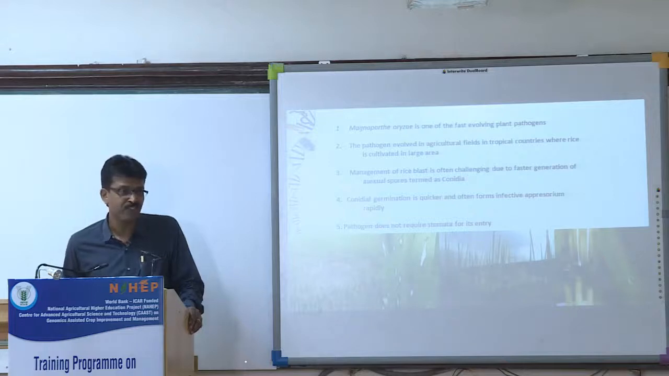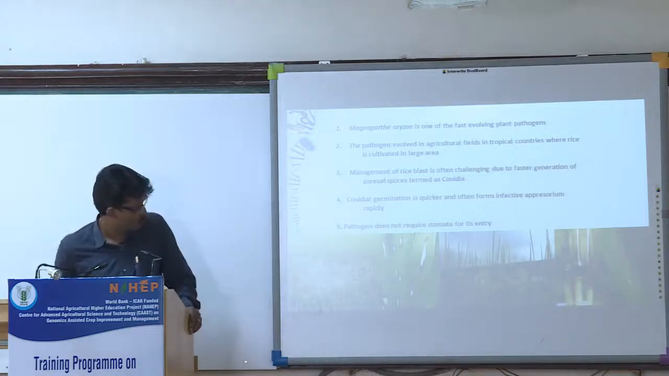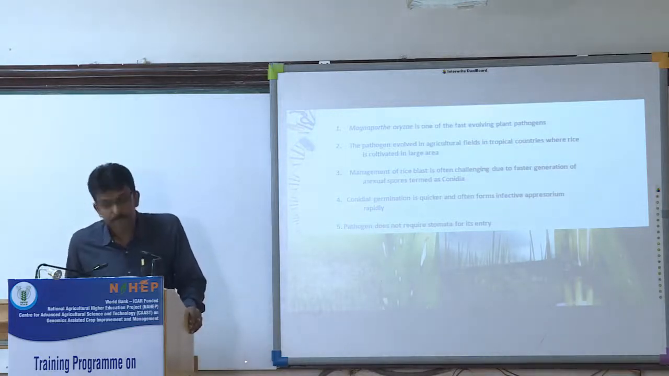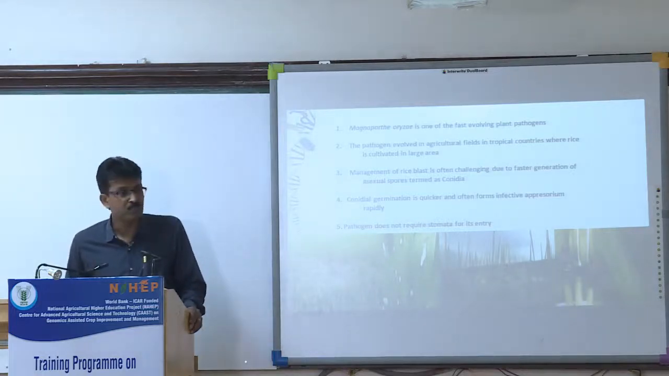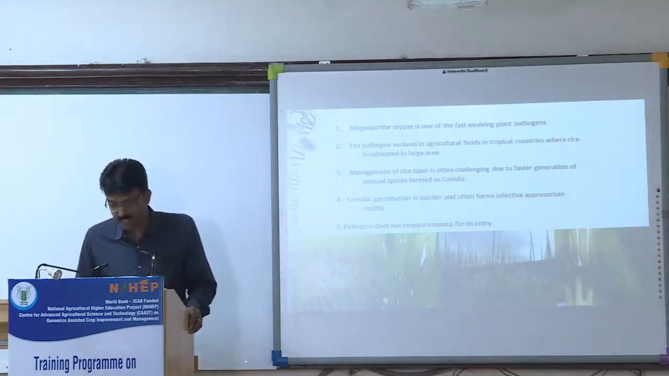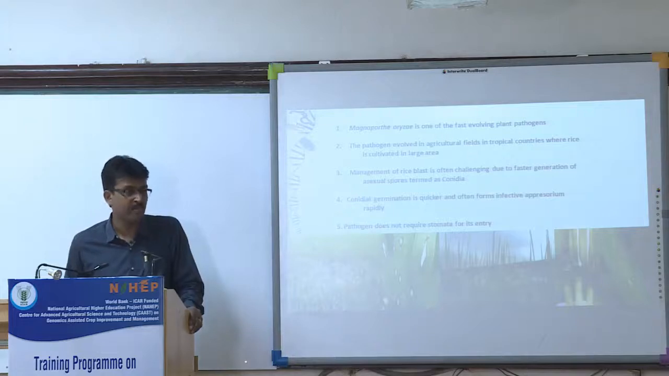So that really signifies you need to understand the pathogen much deeper than what we know right now, and here comes the role of genomics, right? And another important point is the conidial germination is very quick. In 2 hours you will see the germination happening on the rice leaf, and it often forms the infective appressorium very rapidly.